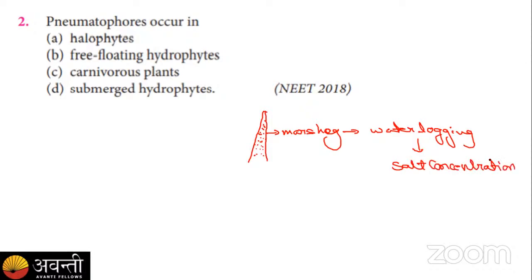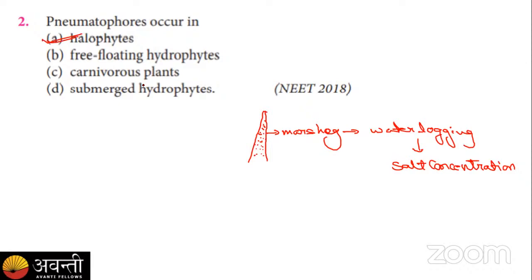Sorry, that causes the high salt concentration. Due to the high salt concentration, that particular habitat becomes halophytic. So pneumatophores are usually found in halophytic conditions, or we can say these pneumatophores are halophytes. So the answer to this question is option A.